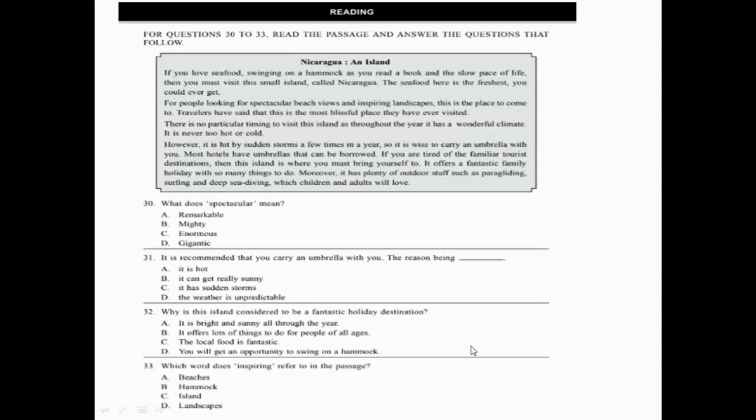The next section is about reading. As I've told you, you'll be given one or two passages in this section and you have to answer the questions that are being asked. For questions 30 to 33, read the passage and answer the questions that follow. It's about an island, Nicaragua.